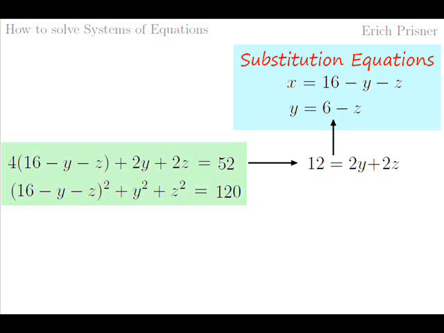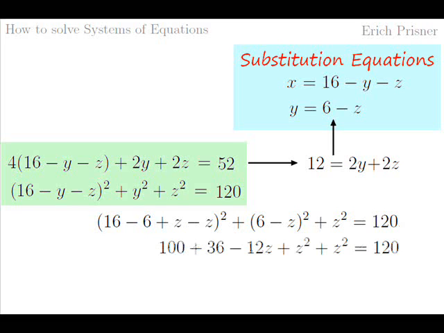Plugged into the other equation, we get (16 minus 6 plus z minus z) squared plus (6 minus z) squared plus z squared equals 120, or simplified, 100 plus 36 minus 12z plus z squared plus z squared equals 120, or again combining like terms, 2z squared minus 12z plus 16 equals 0, or after division by 2, z squared minus 6z plus 8 equals 0.